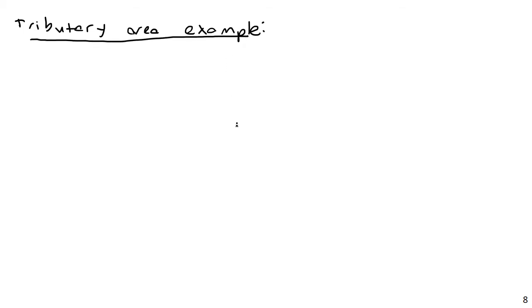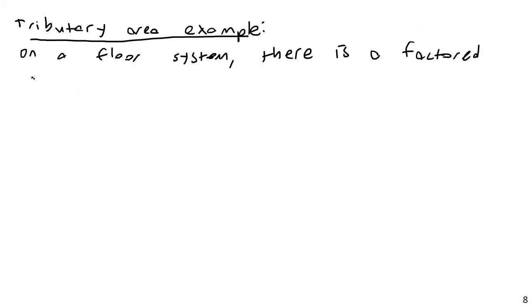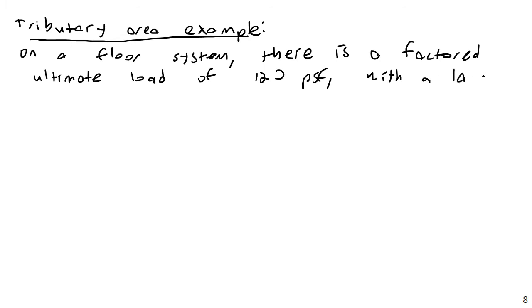Okay, so let's say we did something like this. Let's say there is, on a floor system, a factored ultimate load. So this would include live and dead, for example. A factored ultimate load of 120 pounds per square foot with a layout as below.